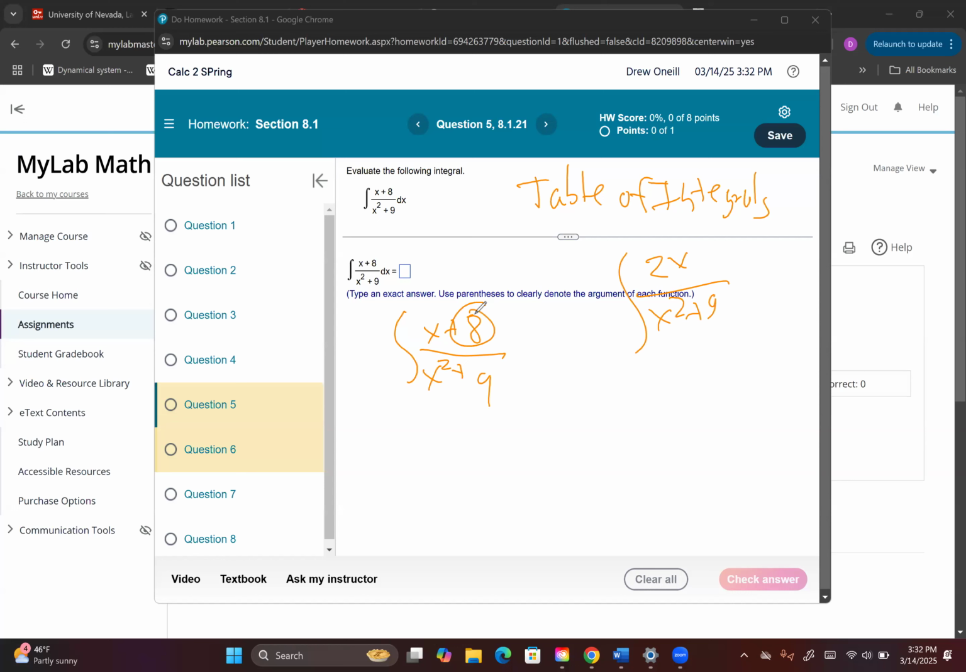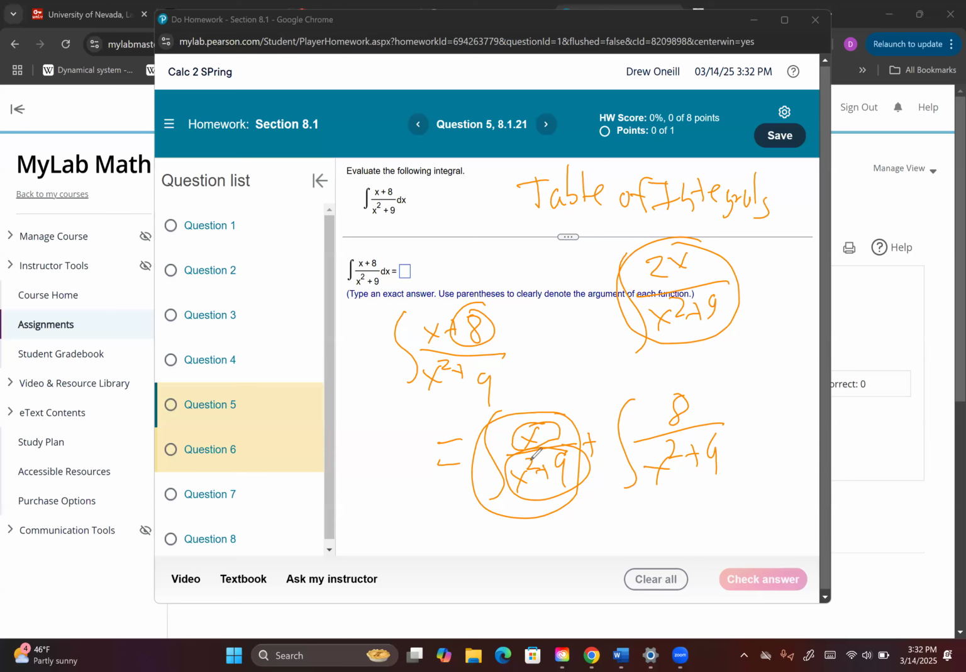So what we want to do is write this as two integrals, okay? Like that. And this one is basically this substitution that I did. So you'd let u be this, and this is going to be your du, except you're going to have a half out front, and you integrate it, and you get natural log.